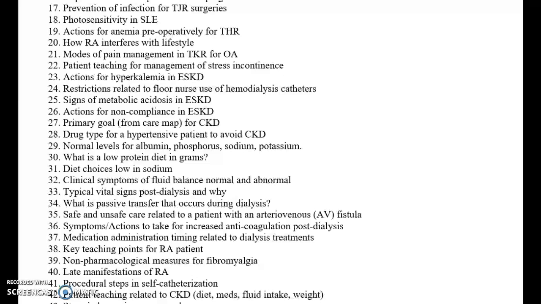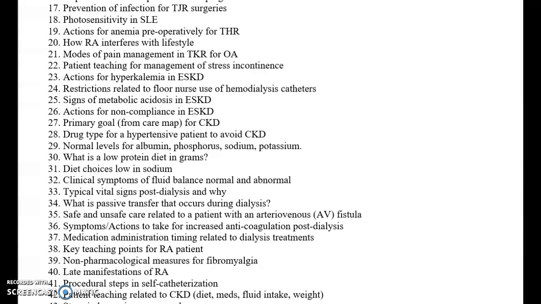if patients are not coping well with their treatment or not wanting to get their treatments? How do you work with that? The primary goal from your care map related to CKD or end-stage kidney disease. Know the drugs that would typically be given for a hypertensive patient in an effort to avoid them developing chronic kidney disease.